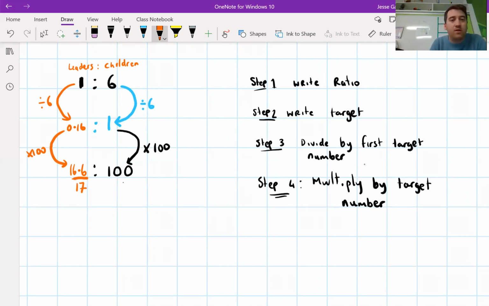And I suppose we probably just annotate it one little bit further. What am I talking about here? When I say divide by the first target number, that's this one here. So this is the first target number. So we divide that number by itself. And then this here is probably what we would call the second target number or the final target number.